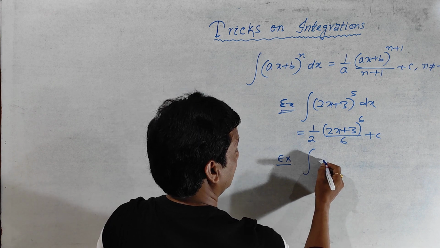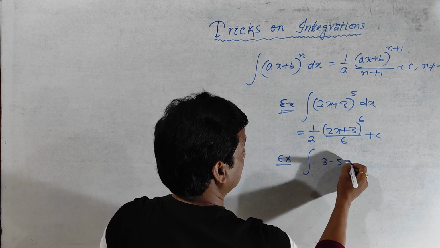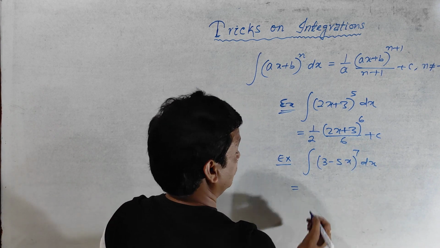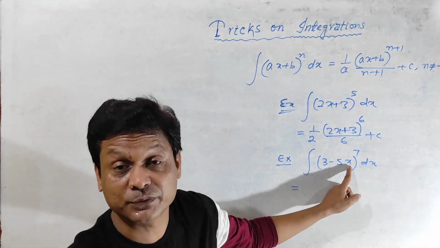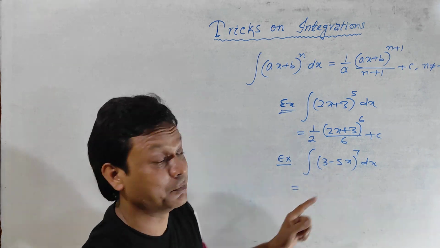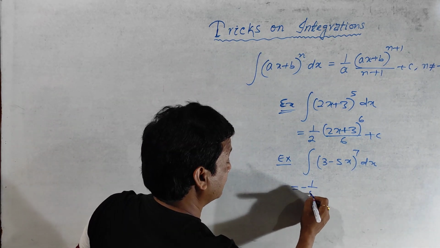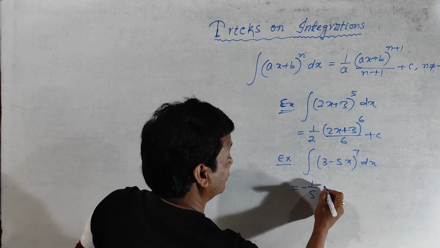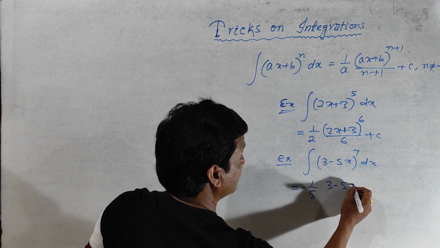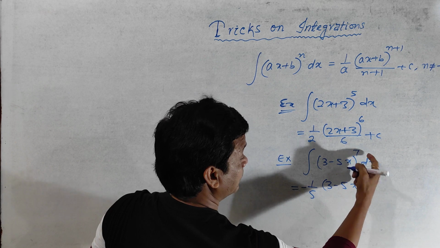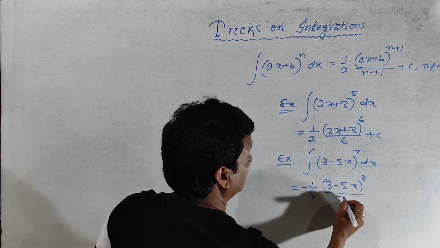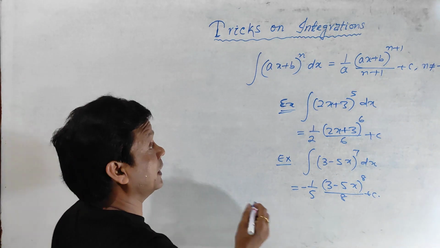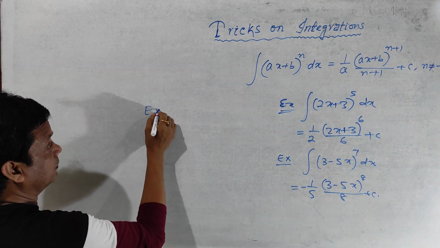Another example. Integration of (3 minus 5x) to the power 7 into dx. So what is the coefficient of x? It is minus 5, not 5. So you should write minus 1 by 5, because the formula is 1 by a. So now (3 minus 5x) to the power 7 plus 1, it is 8, divided by 8, plus c. Here, see another example I am giving you.